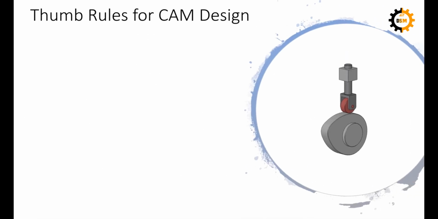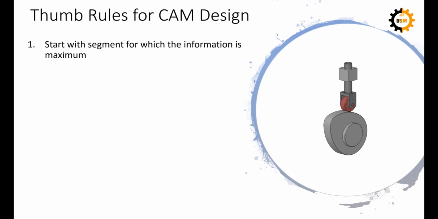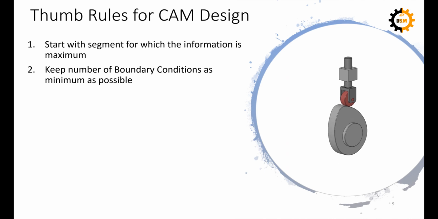So based on all this discussion, let's define some thumb rules for when you are designing a cam follower mechanism, and these are very important. So the first thumb rule is, whenever you have some cam follower mechanism in front of you, start with the segment for which you have the most information. The information is maximum. That would give a good control on the requirements you have. Then secondly, when you are selecting any segment, keep the number of boundary conditions as minimum as possible.